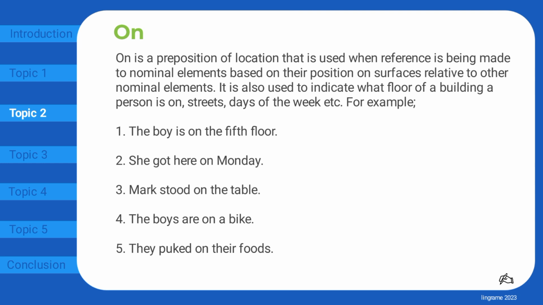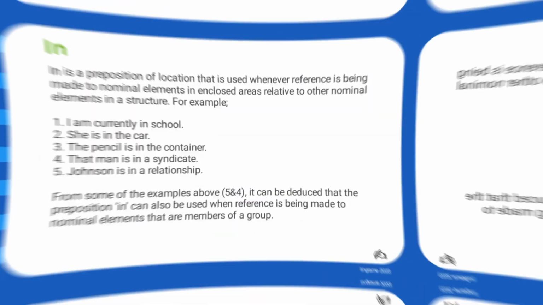On is a preposition of location that is used when reference is being made to nominal elements based on their position on surfaces relative to other nominal elements. It is also used to indicate what floor of a building a person is on, streets, days of the week, etc. For example, the boy is on the 5th floor. She got here on Monday. Mark stood on the table. The boys are on a bike. They puked on their foods.